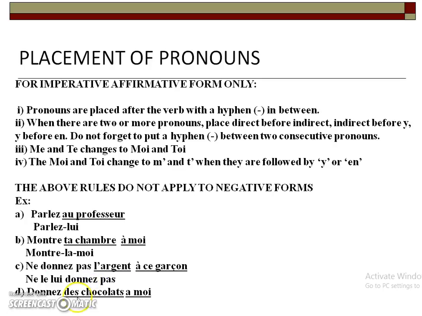Example number 4. Give some chocolates to me. Give some of them to me. This is de of any form, hence would be replaced by en, and to me would be replaced by m apostrophe, as rule number 4 says moi and toi change to m apostrophe and t apostrophe when followed by y or en. So your answer would be donnez-m'en.